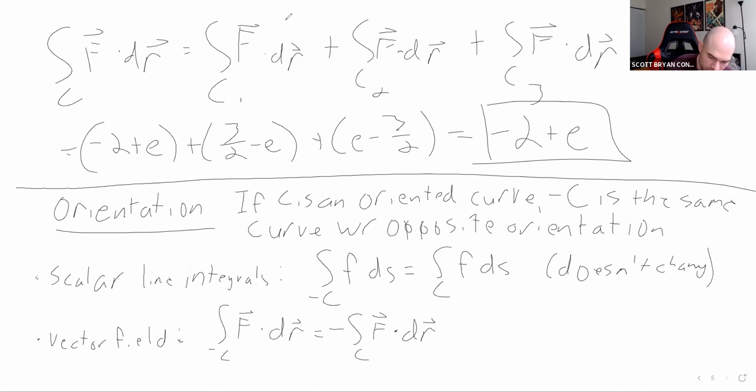And this is important. Definitely remember this. So for scalar functions, the integral doesn't change when you flip the orientation. You get the same answer. For vector fields, you change sign. You get negative of the integral when you flip the orientation of your curve.